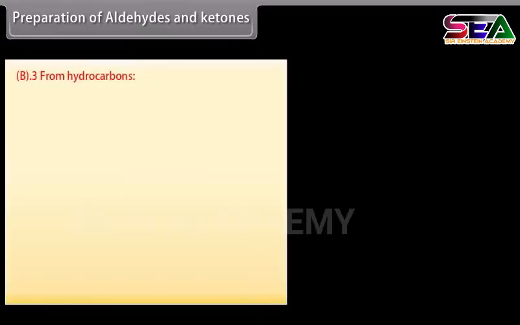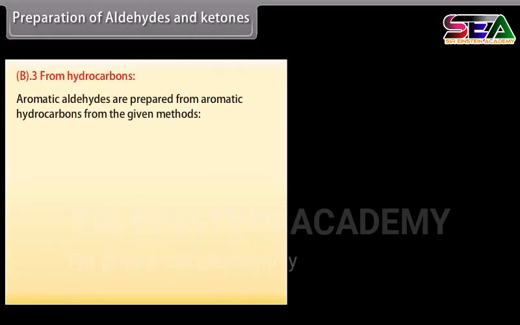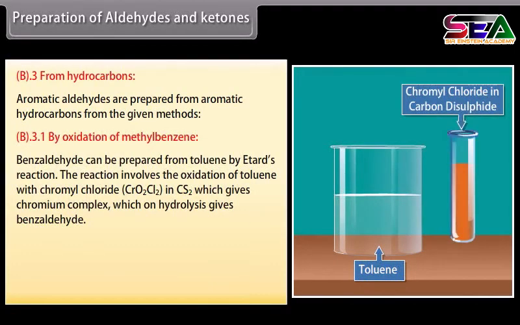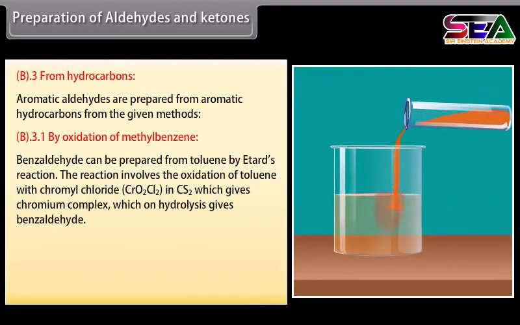Preparation of aldehydes and ketones from hydrocarbons. Aromatic aldehydes are prepared from aromatic hydrocarbons by the given methods. By oxidation of methylbenzene. Benzaldehyde can be prepared from toluene by the Etard reaction.